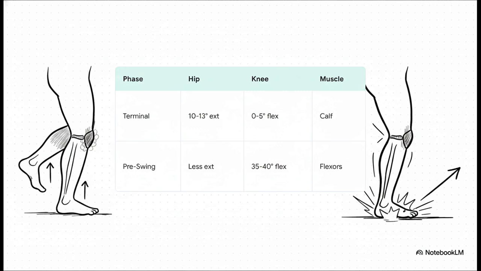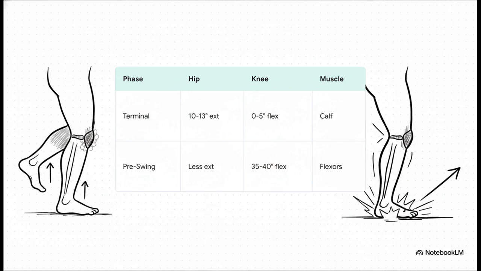Let's break down the mechanics of that push-off. During terminal stance, your body weight shifts right over the metatarsal heads. Your hip actually hits its maximum extension here, about 10 to 13 degrees of hyperextension. But the heavy lifter here? That's the triceps surae, your calf muscles, contracting to lift the heel up.